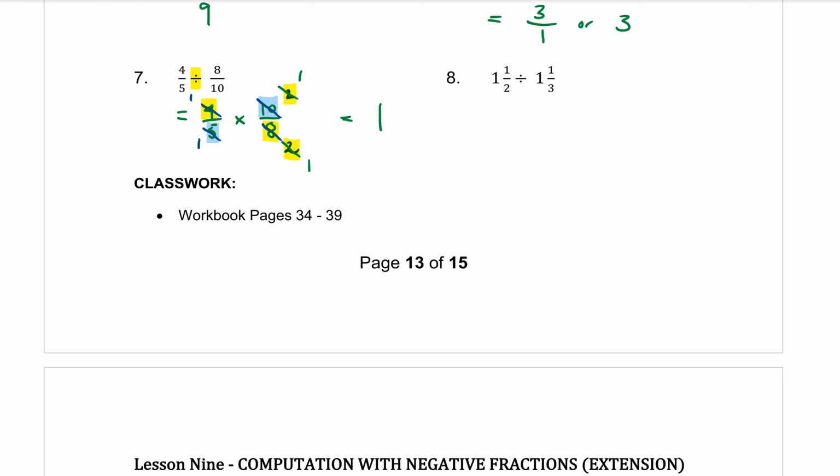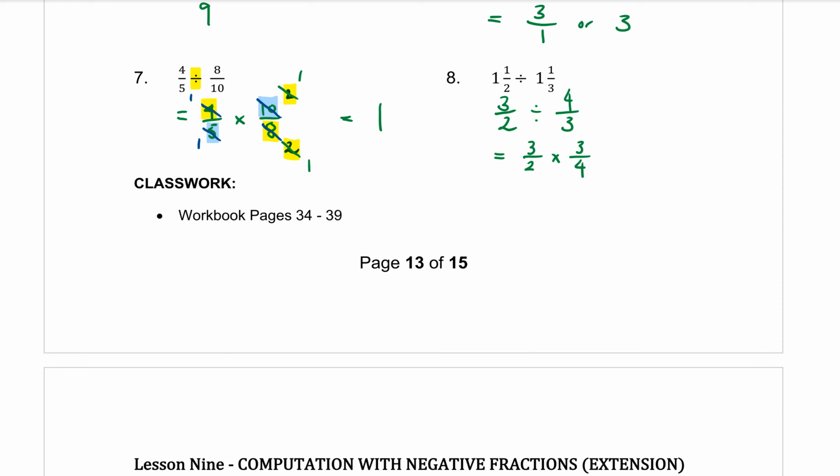Okay? Question 8. We have mixed numerals, so let's change them. 2 stays on the bottom. 2 times 1 is 2, plus the one on top is 3. Don't do the kiss part yet. We're just changing them into improper fractions. The 3 on the bottom for the next one. 3 times 1 plus 1 makes 4. Now that they are improper fractions, we can do the leave, kiss, flip. Leave the first one, kiss, and flip the second one upside down.